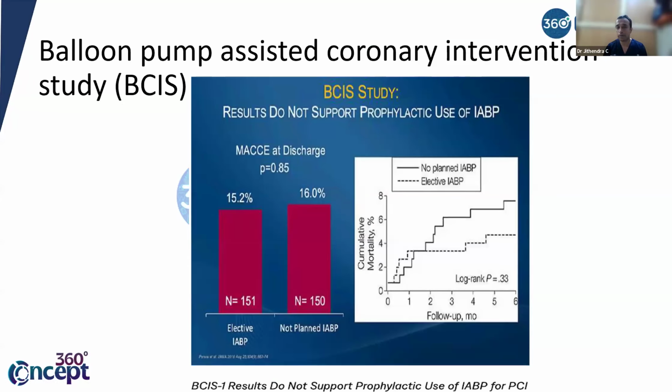Another study, the balloon pump assisted coronary intervention study, called BCIS. They looked at high risk patients going for primary coronary intervention, and they wanted to put in IABP and see what the effect would be. This study also showed that IABP was not much of a help. So there is no role for prophylactic use of IABP. You need not start IABP on a high risk primary coronary intervention assuming it will help. In this particular study, there was no evidence at all. Starting a patient on IABP then doing PCI, or just going ahead with PCI, does not make a difference. So this study said there is no need for prophylactic IABP in patients with high risk PCI.